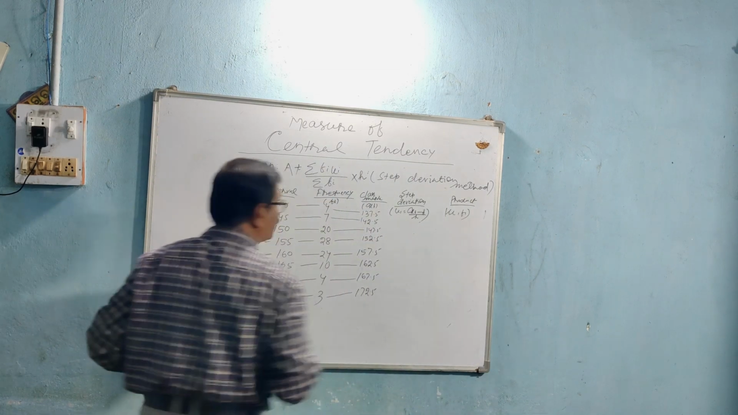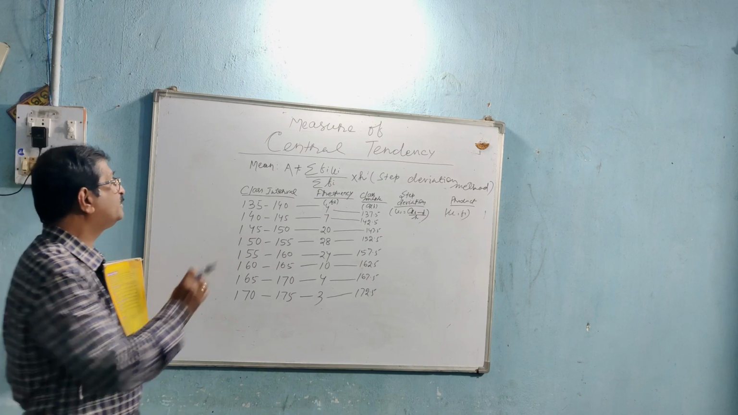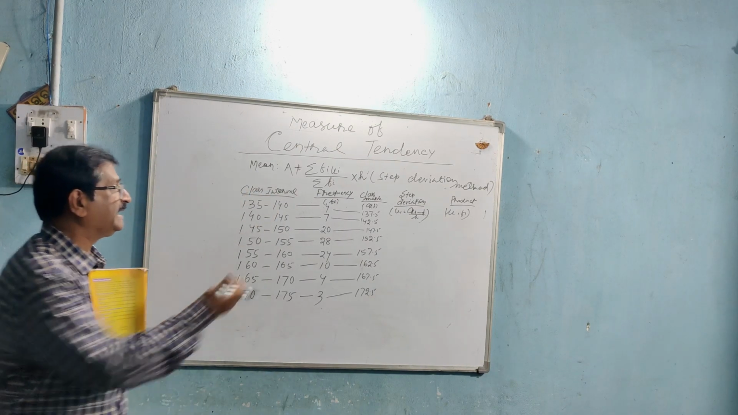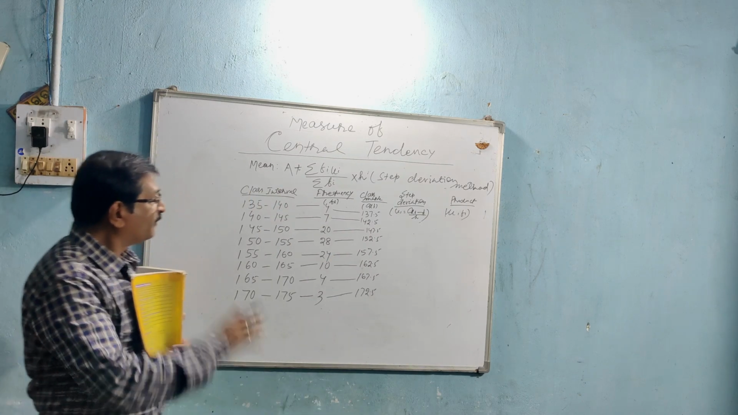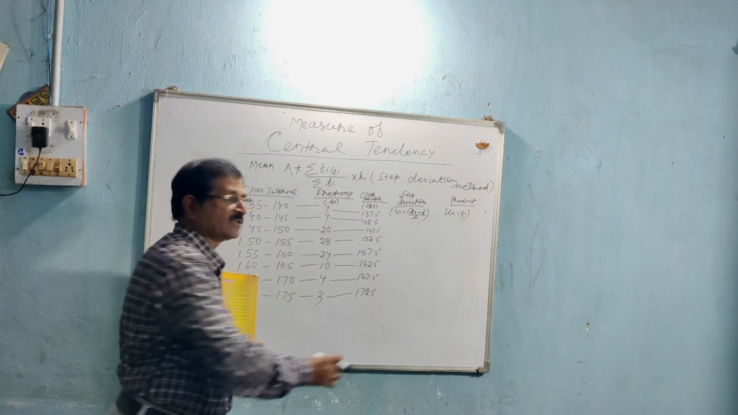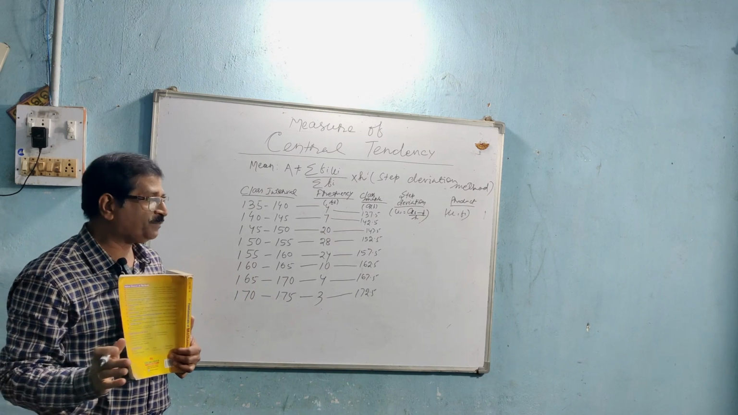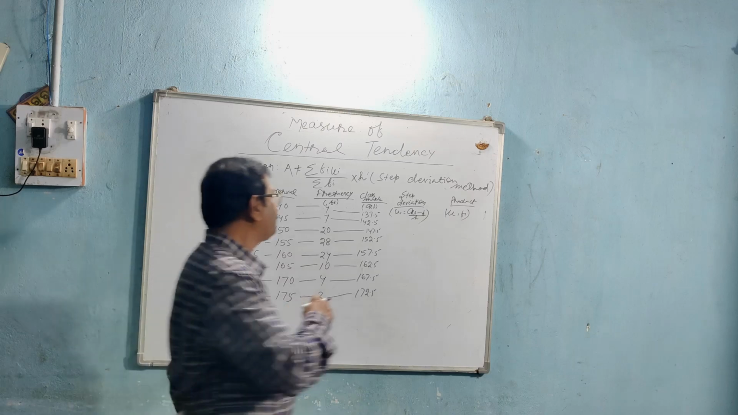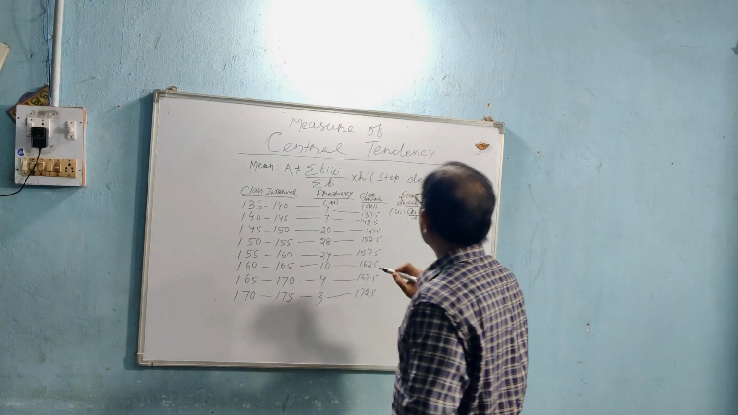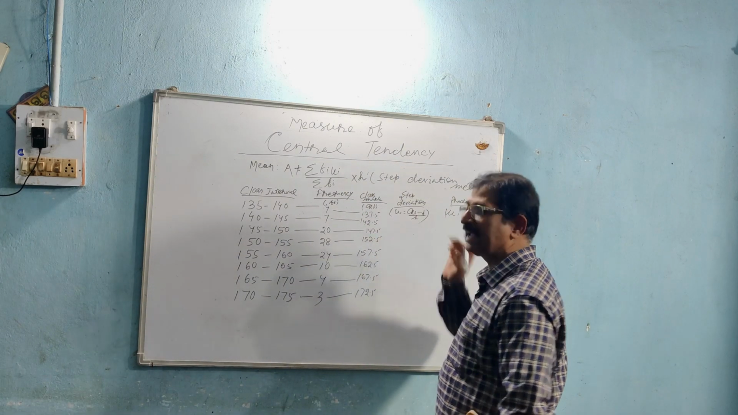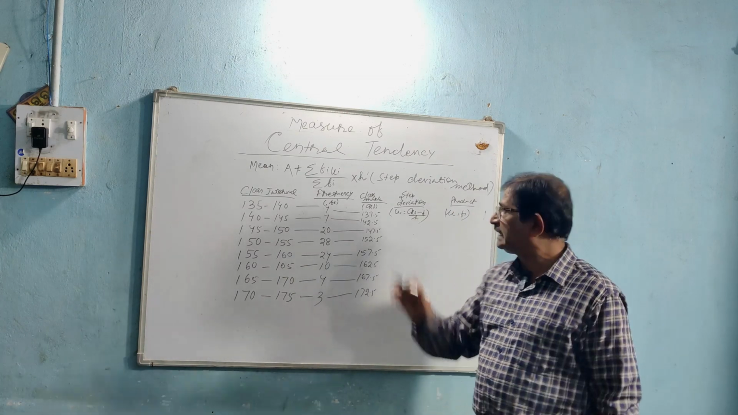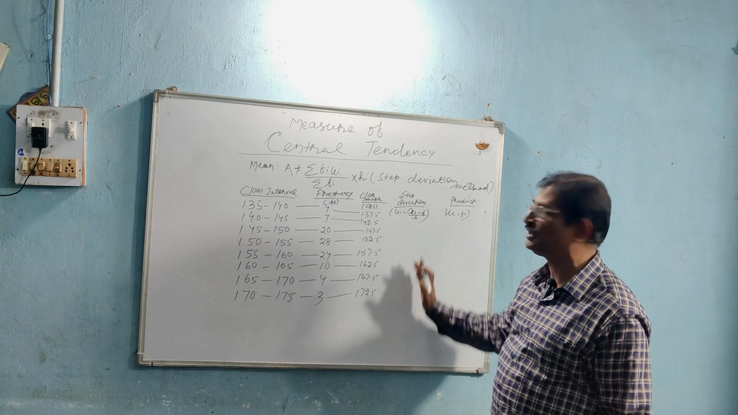Already I have told you how you can get those class marks. I have told you that upper limit plus lower limit of the class interval by 2, you get these figures. Then from those class marks, you have to take one assumed mean. As here in this case, you see these are the numbers, and that assumed mean has been taken as 152.5.